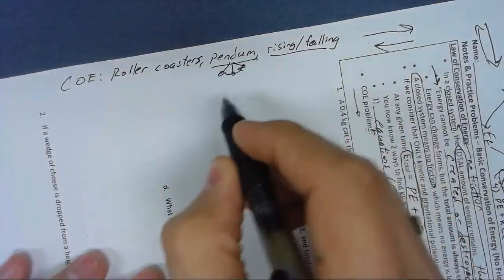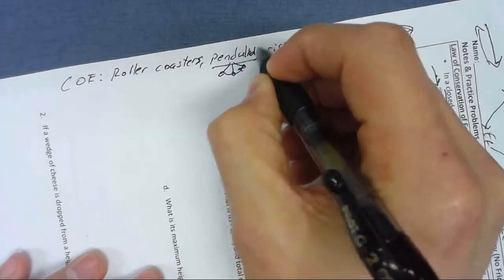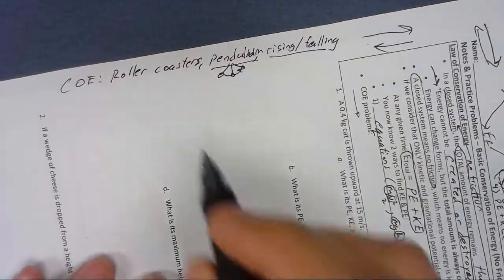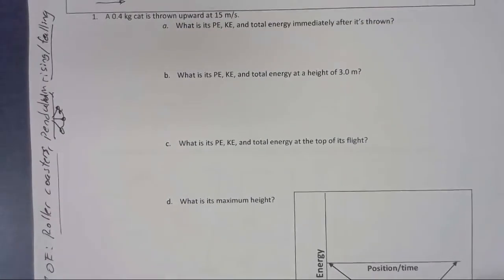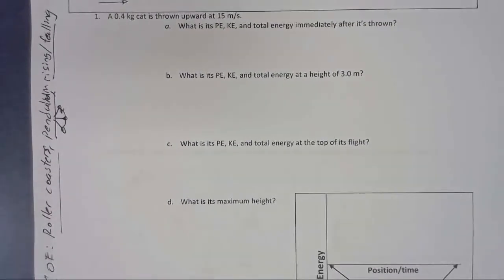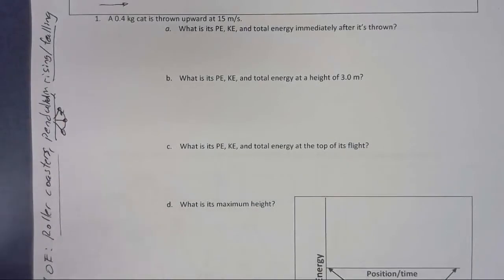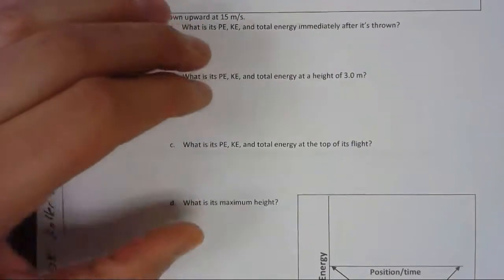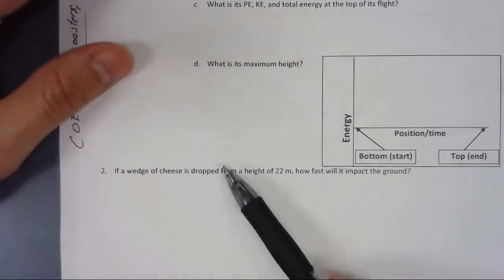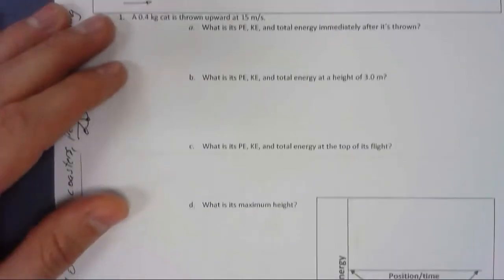Then we're going to look at a pendulum. I spelled that wrong in the first video. And then we're going to look at a roller coaster. So the first thing is something that's rising and falling. I need to tell you, we're going through this particular process just to understand what's going on here. But this isn't really how the problems will look. They'll look more like this one down here, and we'll do this one.